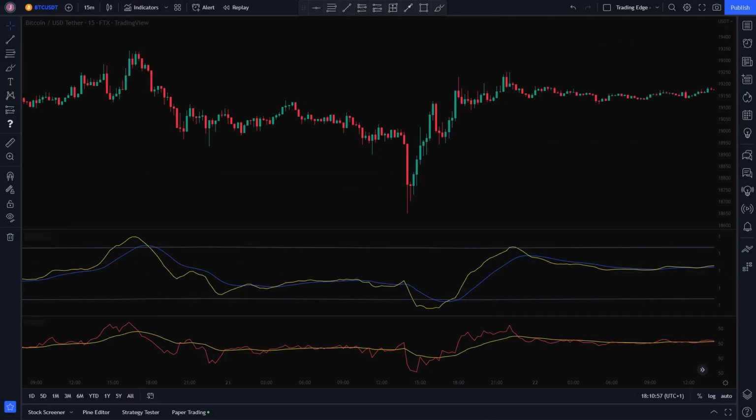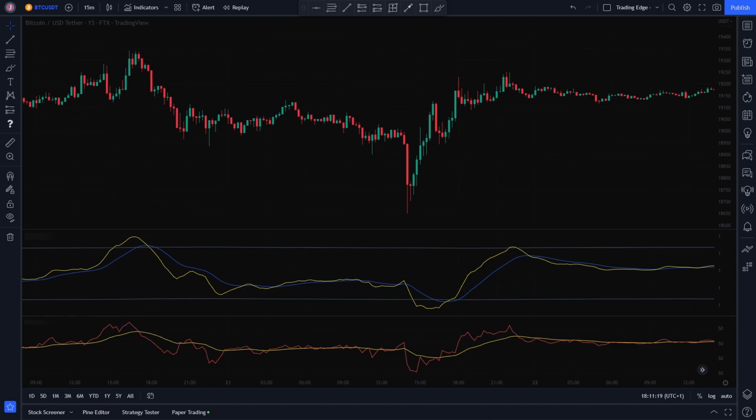Now, what you can see is the chart of Bitcoin US dollar tether on the 15-minute time frame. This strategy can also be traded on the 5-minute, which is what we usually use for our trading, but for the purpose of this video, and because these indicators work best on the 15-minute chart, that is what we are going to be using. Both of these indicators are momentum-based oscillators.